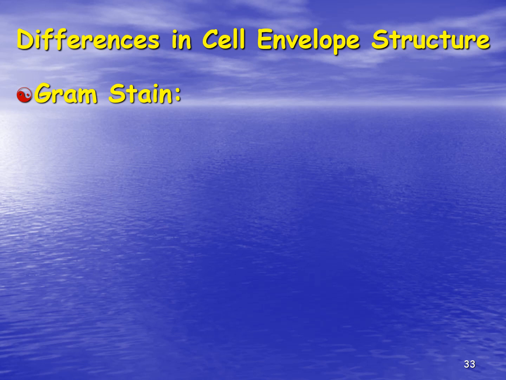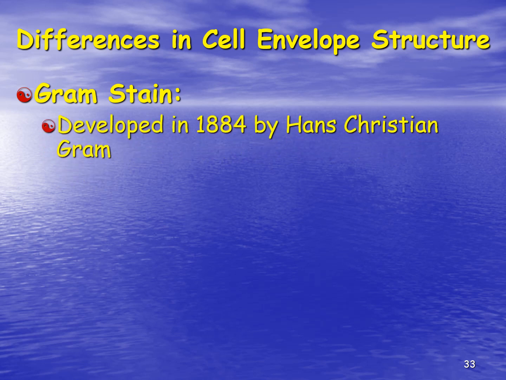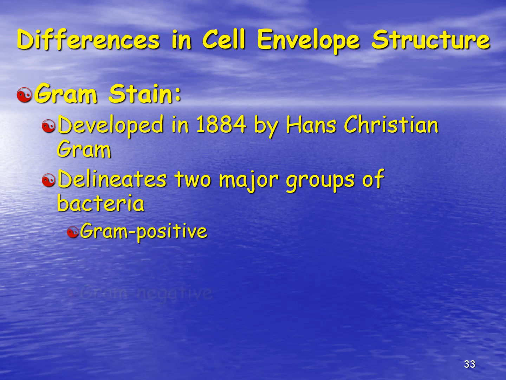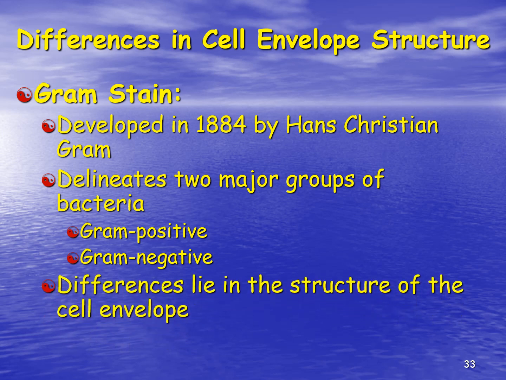And so this is one of the reasons that we use the gram stain in order to identify many of the bacteria. The gram stain was developed in 1884 by Hans Christian Gram, and it delineates the 2 major groups of bacteria, gram-positive, gram-negative. And as I said, in the gram staining, gram-positive stain purple, gram-negatives will stain a reddish color. The difference lies in the structure of the cell envelope, and I simply will say the cell wall.